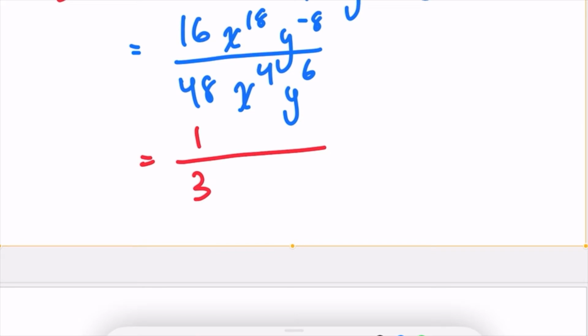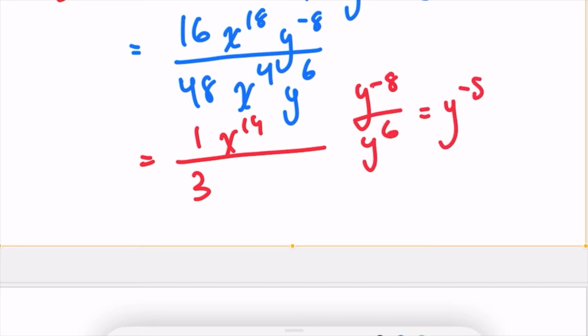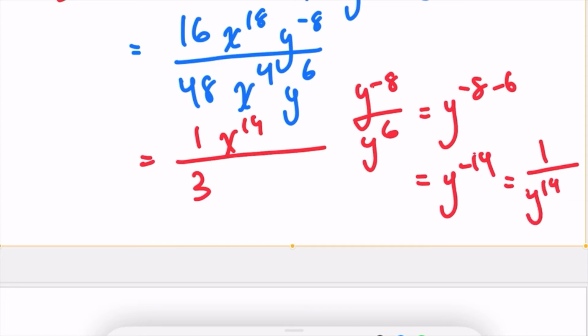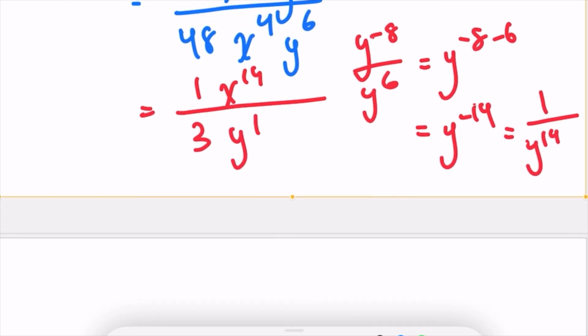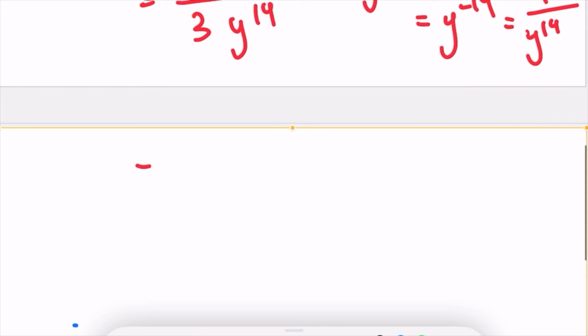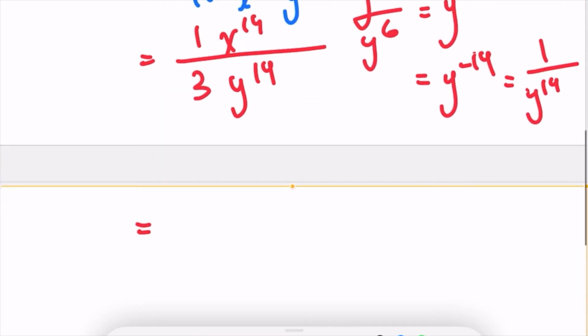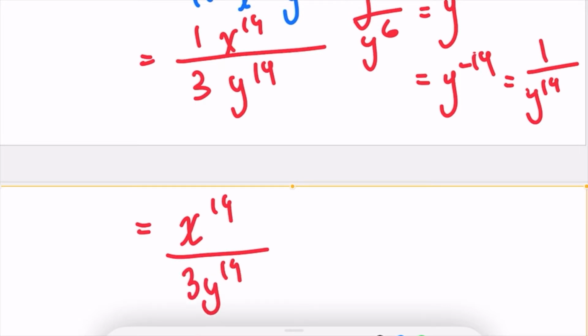x to the power 18 over x to the power 4 is x to the power 18 minus 4, which would be x to the power 14. And then we have y to the power negative 8 over y to the power 6, which equals y to the power negative 8 minus 6, which equals y to the power negative 14, which also equals 1 over y to the power 14. And so y to the power 14 goes right there. And so our final answer would be x to the power 14 over 3y to the power 14.